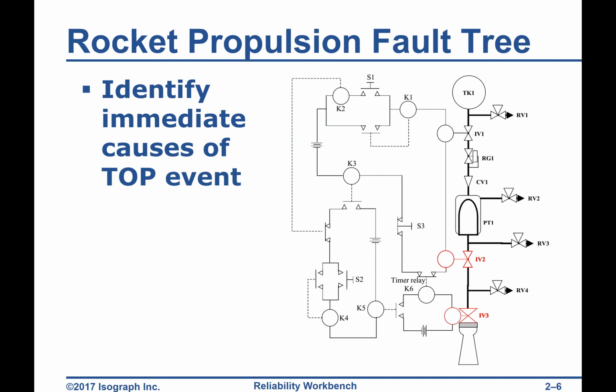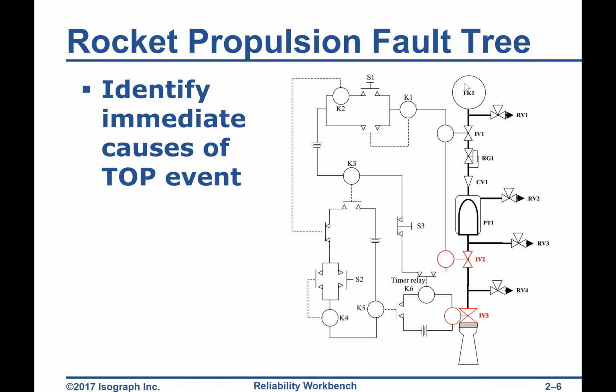Okay. So to begin with, we have the schematic, and we're going to identify the immediate causes of the event. Why would the thruster continue to fire when it's not supposed to fire? Well, what would have to happen in order for that is the valves have to remain open, right? If any of the valves close, really, the thruster stops. But if the valves remain open, then the thruster will continue. So that's where we're going to start. In particular, we're going to focus on IV2 and IV3.